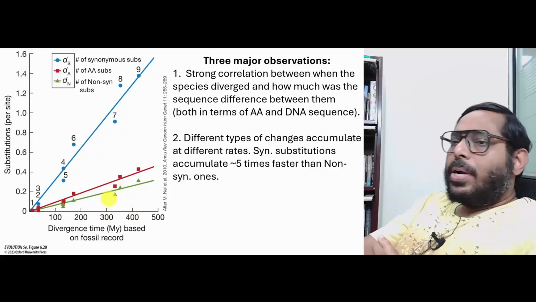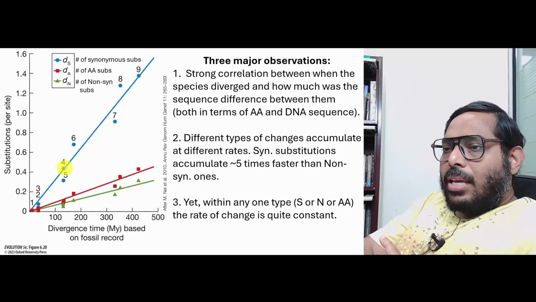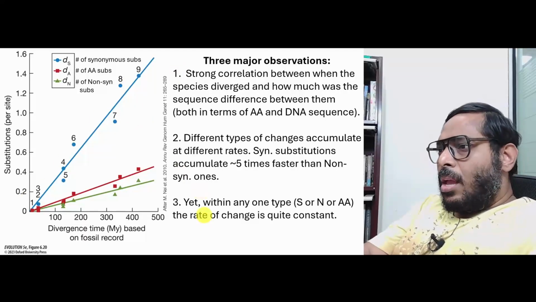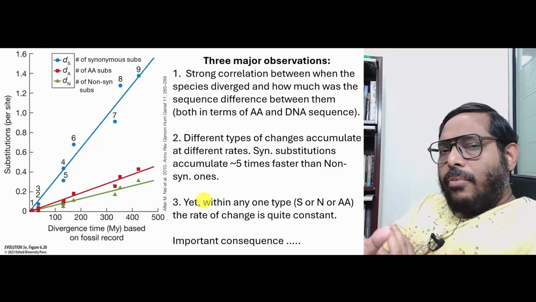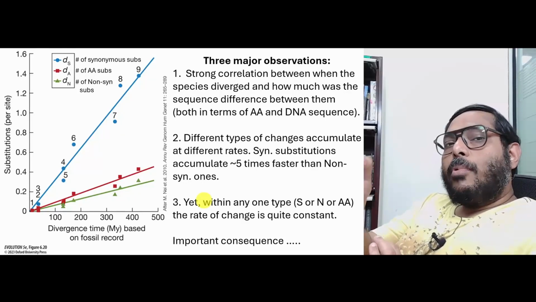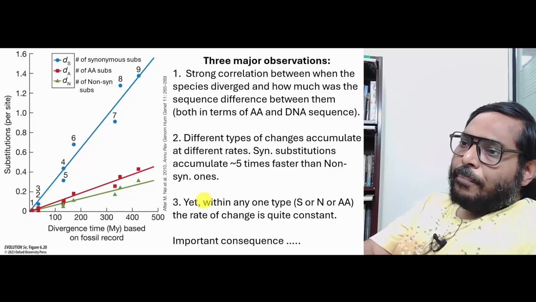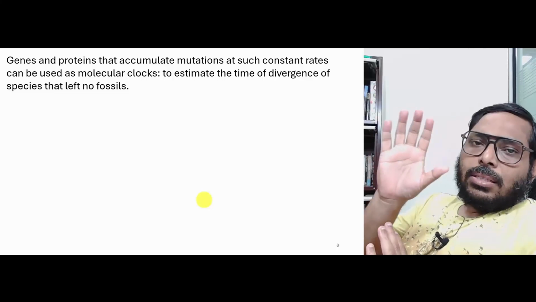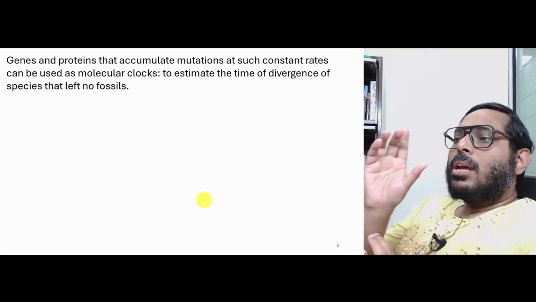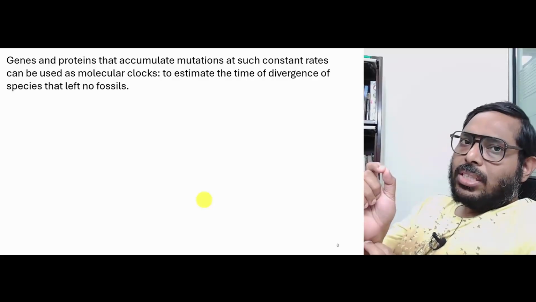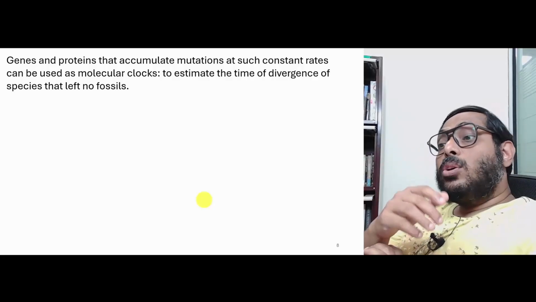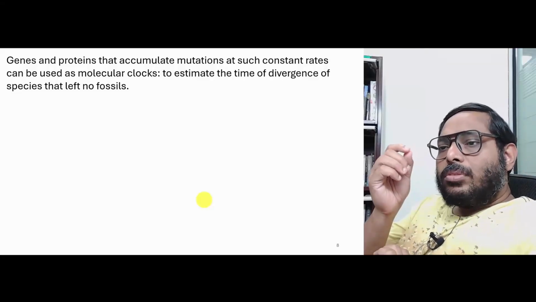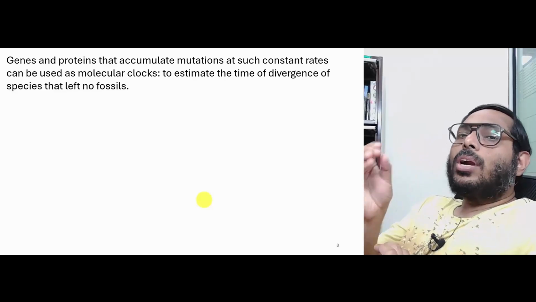But within a particular class, that thing is still changing linearly, which means that the rate is constant. Now, obviously, if you have an observation like this, there is a very important practical consequence of this. What is that? The practical consequence is that you are seeing that at least some genes accumulate mutations at extremely constant rates, and all those genes which do that can be used as molecular clocks to estimate the time of divergence of species for which we do not have any fossils.